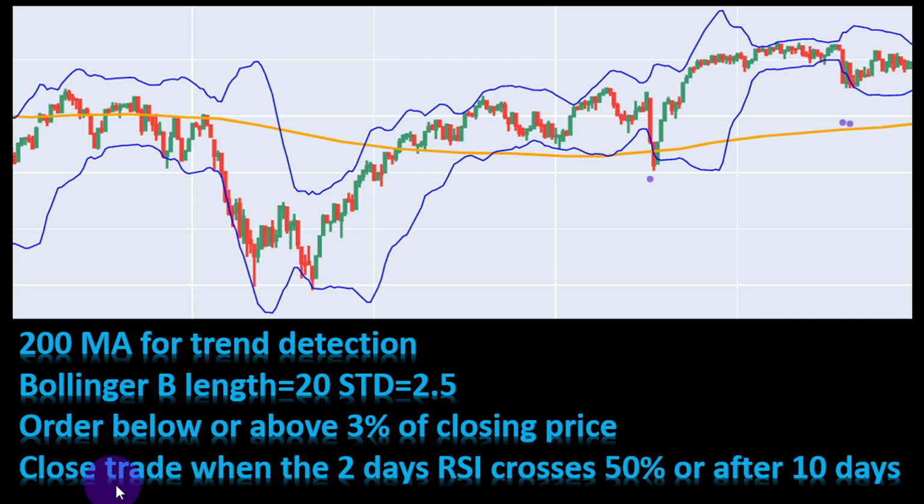Then if the order is completed and it's transformed into an open trade on the market, we're going to close the trade when the 2-day RSI crosses the 50% threshold, or after 10 days in the opposite case, meaning if the first condition on the RSI is not fulfilled, then we don't leave our trade open indefinitely on the market. We will wait a maximum of 10 days and then we close our position. So remember, for a buying trade, we are looking for an RSI crossing from bottom to top above the 50% threshold, and in the opposite case, when we have a selling position, we're looking for an RSI that is going below the 50% threshold to close the trade.